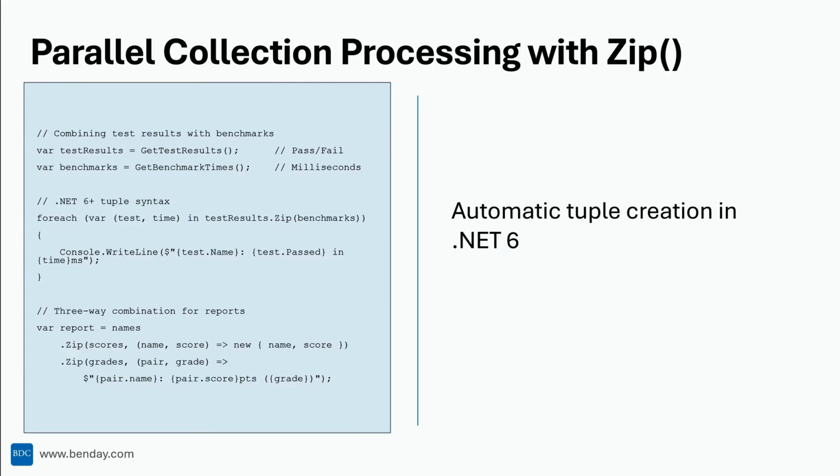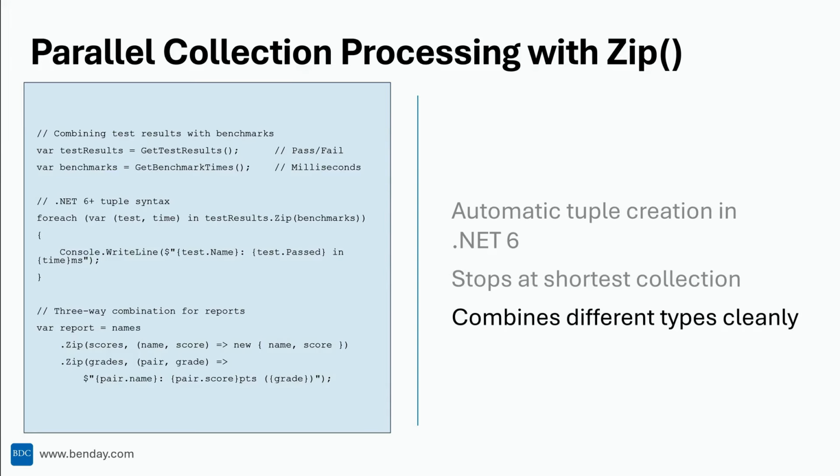The new Zip overload without a selector function automatically creates tuples, giving you clean destructuring syntax in foreach loops. This is perfect for combining parallel arrays from different sources like CSV columns or API responses. Zip automatically stops when any collection runs out of elements, preventing index out-of-bounds errors. This safe default behavior means you don't need to check counts or worry about mismatched collection sizes. You can zip collections of completely different types, strings with integers, domain objects with DTOs, or test results with performance metrics. The lambda expression or tuple gives you type safety while keeping the code readable.